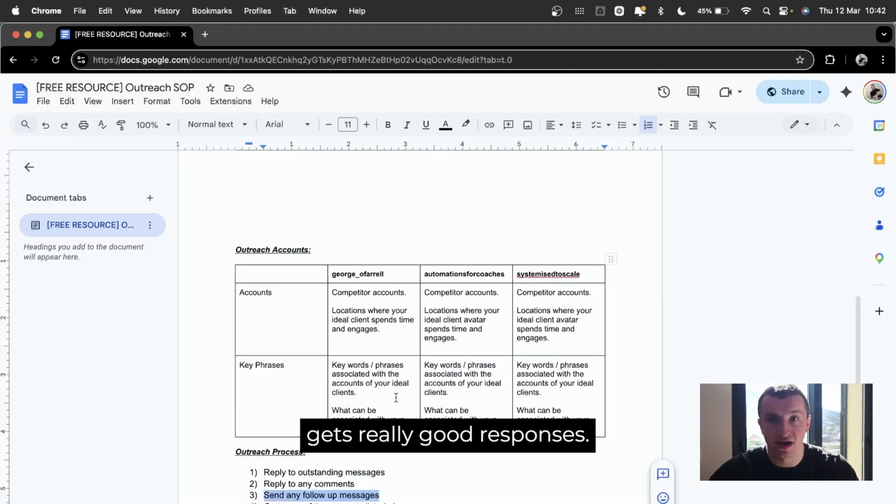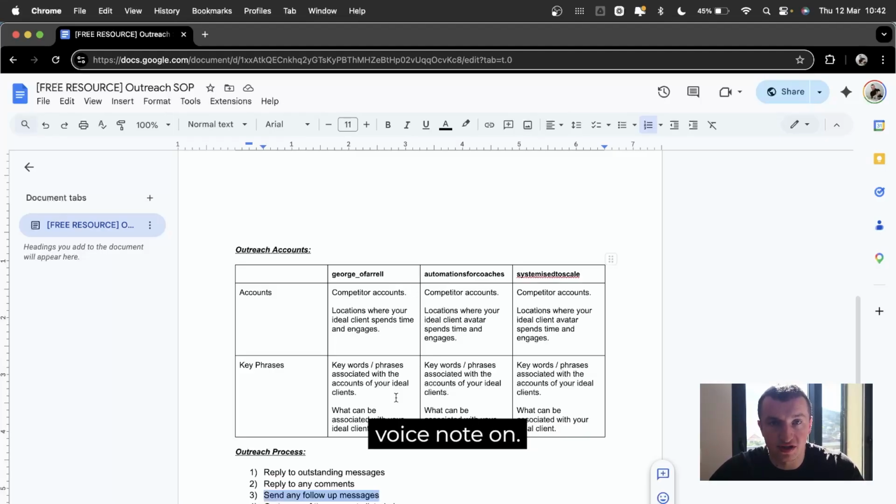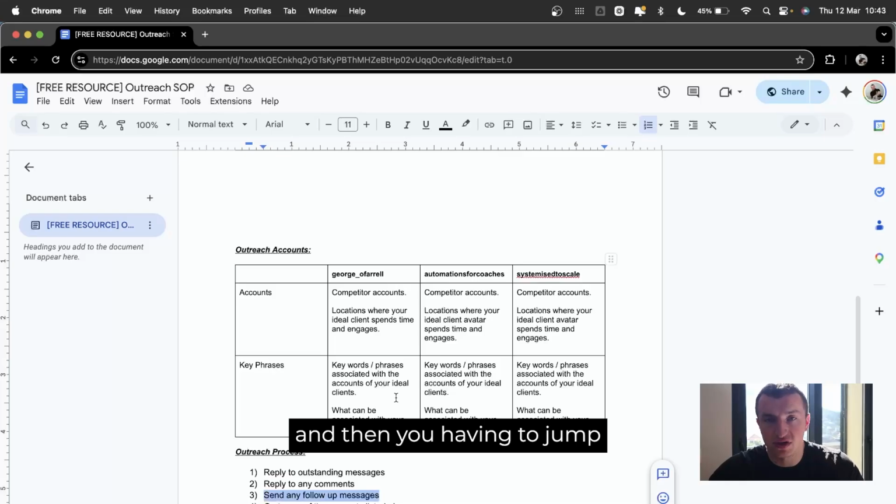Also, what you'll find gets really good response is voice notes. You can record a voice note, send it to a certain account, and then choose to forward that voice note on. So instead of you having to constantly record new voice notes for every single lead, or delegate someone to do your DMs and then having to jump in and voice note, you can voice note one person as a generalized voice note and you can forward it on.